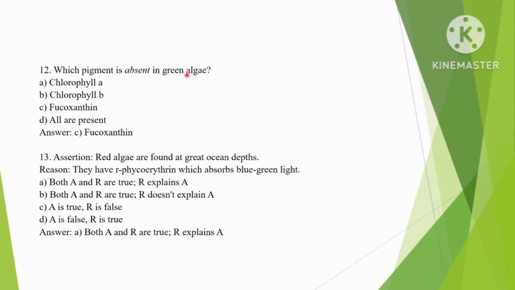Which pigment is absent in green algae? Right answer is option C, fucoxanthin. So green algae, that is Chlorophyceae, have chlorophyll a and chlorophyll b, which is similar to higher plants. So fucoxanthin is absent. Fucoxanthin is found in brown algae.